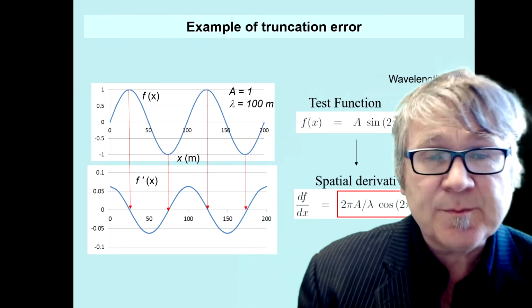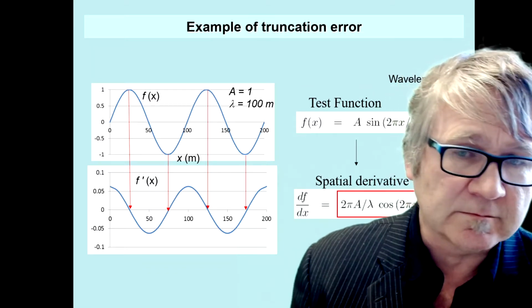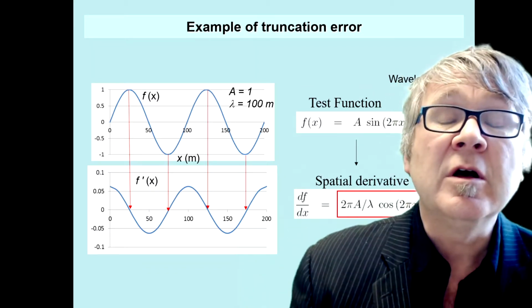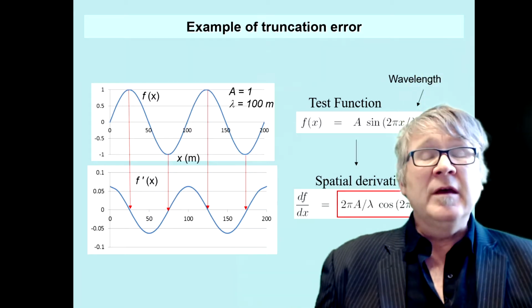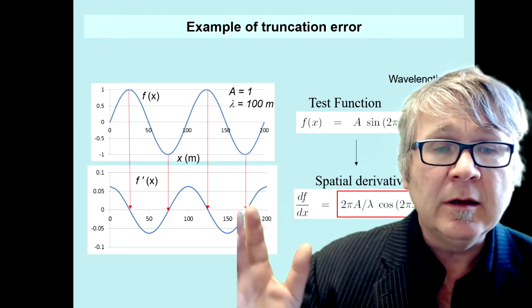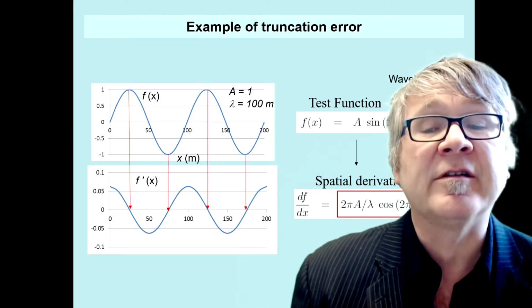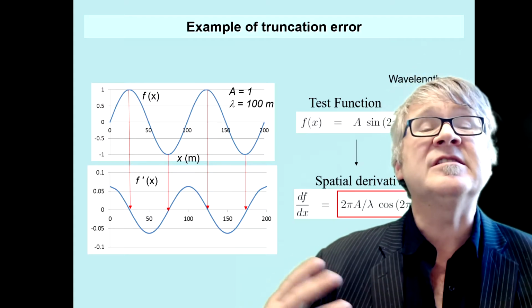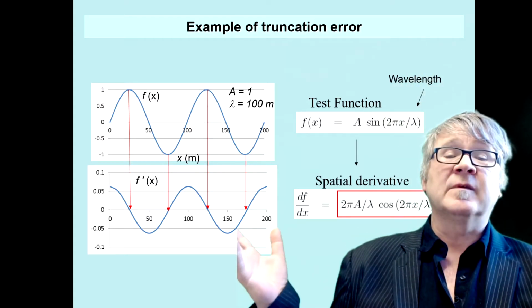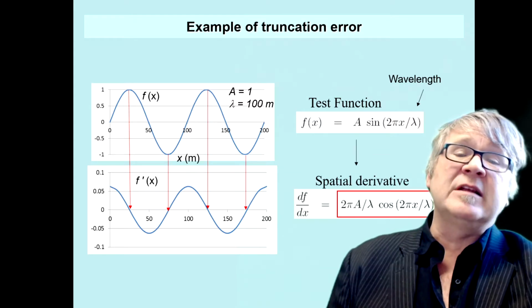So this is the last part of the second lecture, and we talk about the truncation error. I want to give you one example of a truncation, and we do that for a function that we know absolutely precisely. We know the function and we know the derivative. This is the sinusoidal function, which we call a test function. Let's have a look at it.